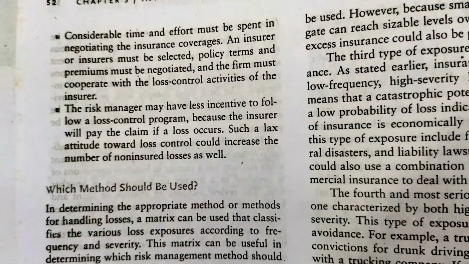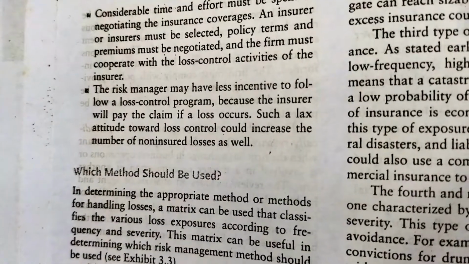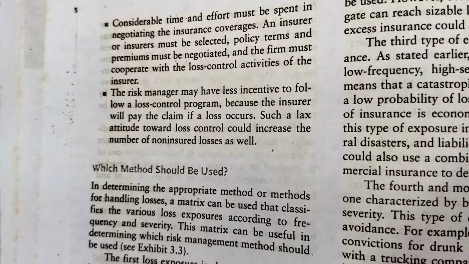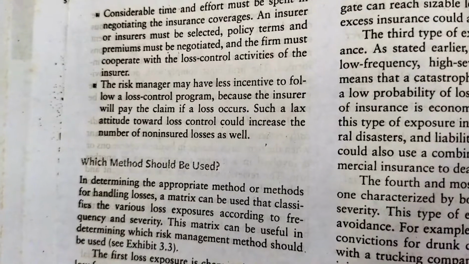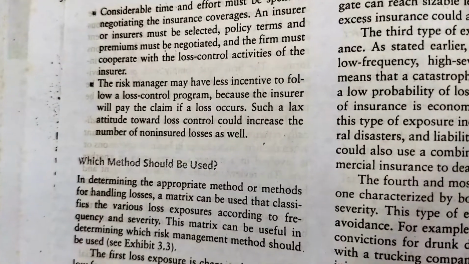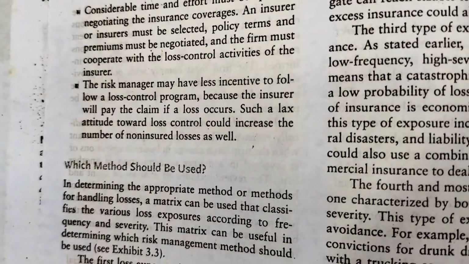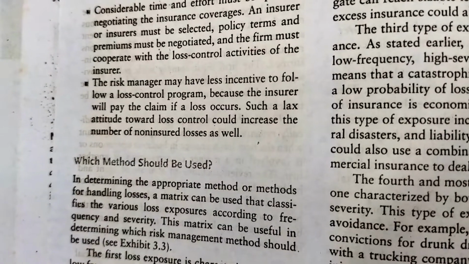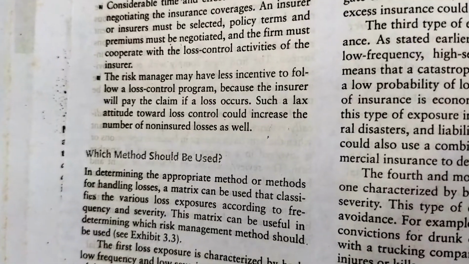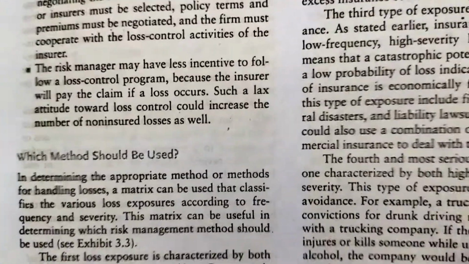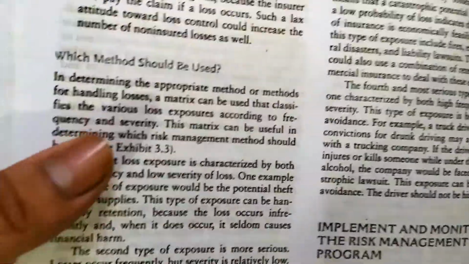Considerable time and effort must be spent in negotiation. The insurance covers an insurer, and insurers must be selected; policy terms and premiums must be negotiated. And the firm must cooperate with the loss control activities of the insurer. The risk manager may have less incentive to follow a loss control program because the insurer will pay the claim if a loss occurs, and this could increase the number of non-insured losses as well. So we have already discussed the advantages and disadvantages of insurance.